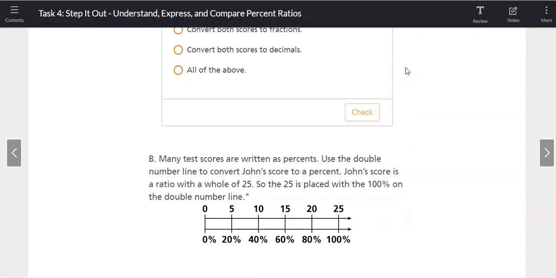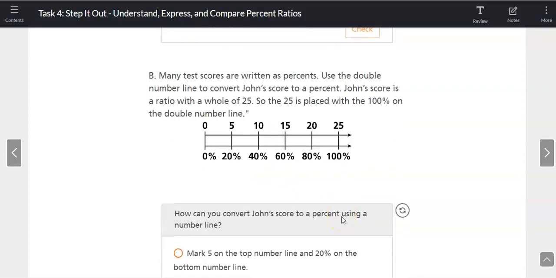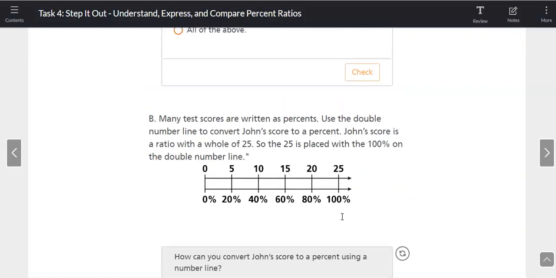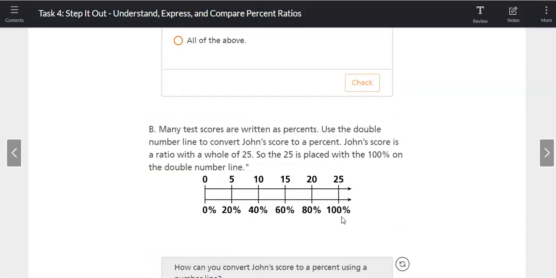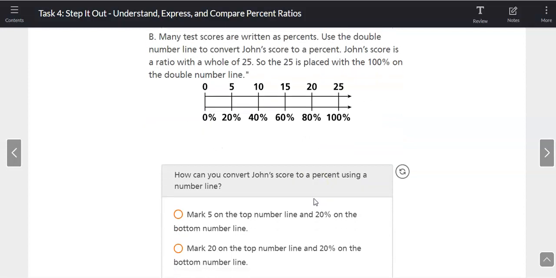So many test scores are written as percents. Use the double number line to convert John's score to a percent. John's score is a ratio with a whole of 25. So the 25 is placed with the 100% on the double number line. Right here, we get 100%. How can you convert John's score to percent using a number line? Well, John got 20 out of 25. So on the top, it tells we go 5, 10, 15, 20, 25. If you scored 25 out of 25, that would be 100%. But he only scored 20, so he got 80%.